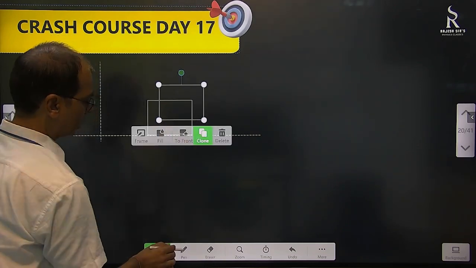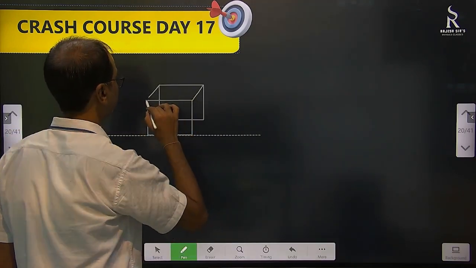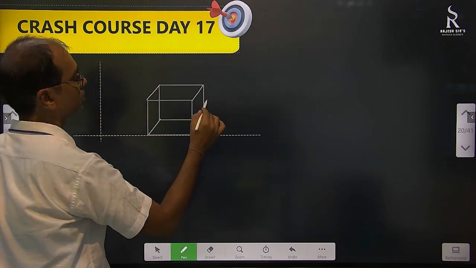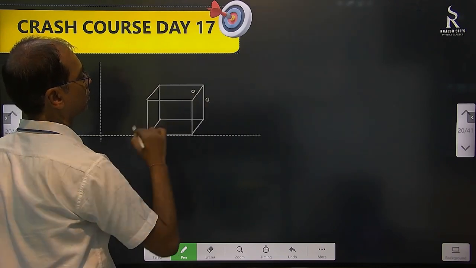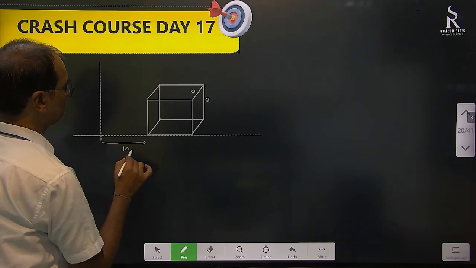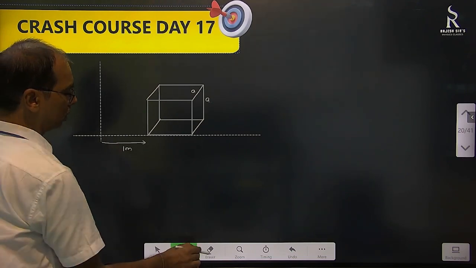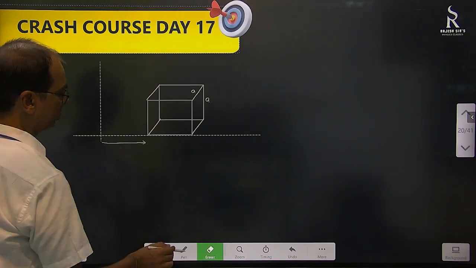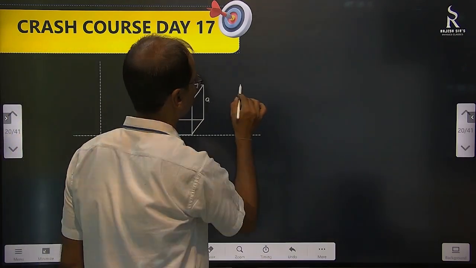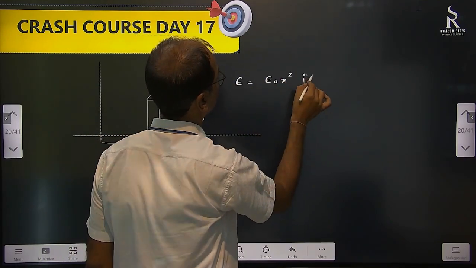Okay. It's like this. So here is this cube. Okay, side is A. And from here, let's say it is at a distance of 1 meter, or A only we will say. Okay, an electric field is given to you as, let's say, E naught x square, i cap.